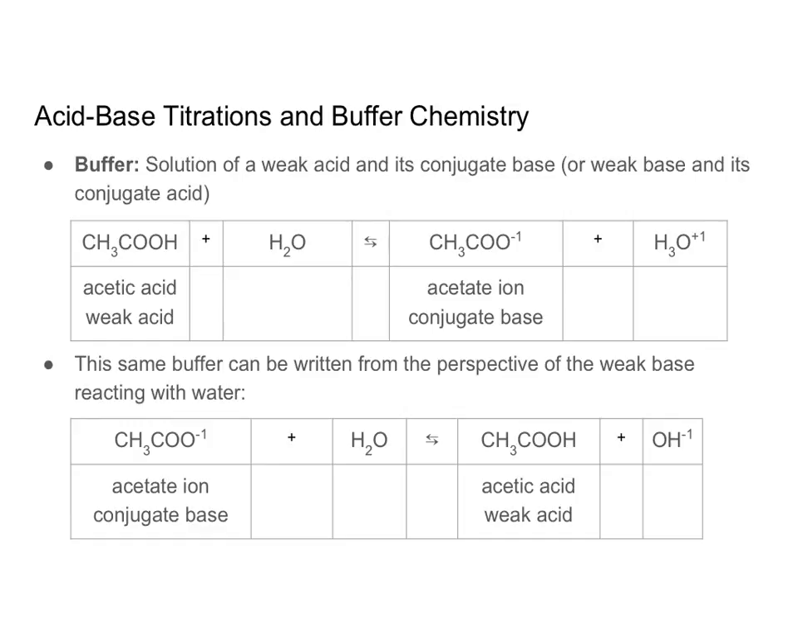Anywho, the buffer here, we have the acetic acid being the weak acid and the acetate ion being the conjugate base. So that's the buffer system that we're going to look at. However, the exact same buffer can be written in the reverse perspective, in which case we have acetate ion hydrolyzing with water to produce the acetic acid. Regardless of how it's written, it's still going to do the same thing. So far, so good?